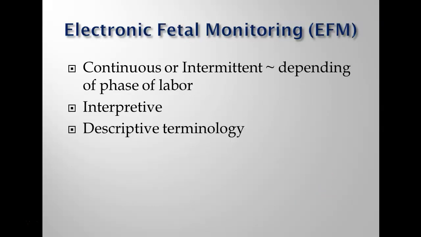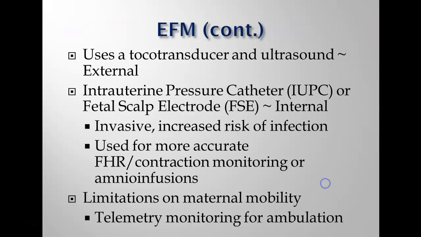In electronic fetal monitoring, we can either do this continuously or intermittently, depending on what phase of labor she's in. This is interpretive, and we use descriptive terminology to describe what's going on. So when I say it depends on the phase of labor, in early labor, they don't necessarily have to be continuously monitored. You can have them walk around or move around and occasionally listen to the heart rate. As they get into more active phases of labor, and if they have medication like magnesium sulfate or Pitocin, then they are required to have continuous monitoring.